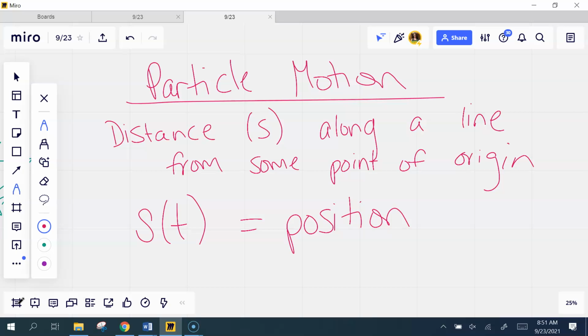Well, that would be my time, but we're talking about position. So this function will tell us where he is after 4 seconds. We're going to use IROC here. We'll see.